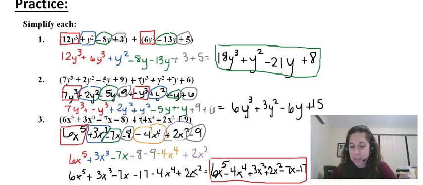All right, the answer to this one, you should have got 6x to the 5th minus 4x to the 4th plus 3x to the 3rd plus 2x squared minus 7x minus 17. So you should have noticed this one, there wasn't actually very much to combine together, but you did at the end have to rearrange it to be in standard form.